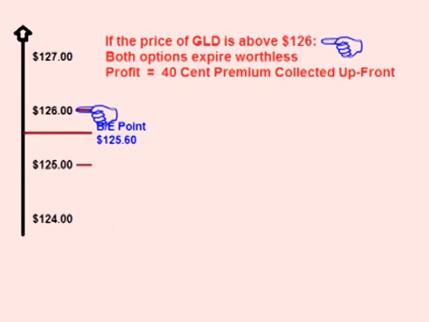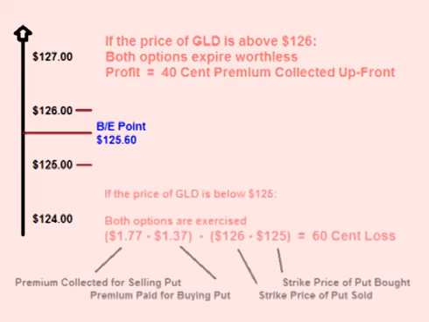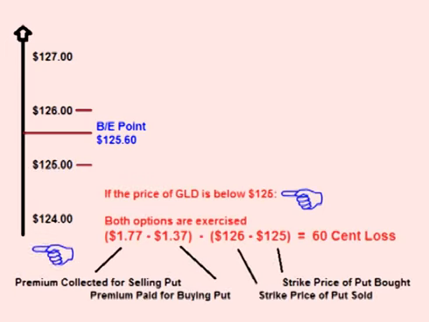So to recap, GLD is currently $126.96 a share. If the price of GLD is above $126, both options expire worthless and the trader keeps the 40 cents a share that he was paid up front as profit. This is his maximum possible profit. If the price of GLD is below $125, both options are exercised, meaning that the trader buys GLD for $126, sells it for $125, and loses $1 on GLD. However, he was paid 40 cents a share up front, so his loss is 60 cents a share. This is his maximum possible loss.